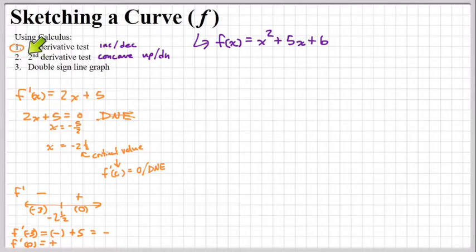Let's now do our second derivative test. To do our second derivative test, we're going to need the second derivative. And so to find the second derivative, I'm going to take the derivative of that. And I get f double prime equals 2.